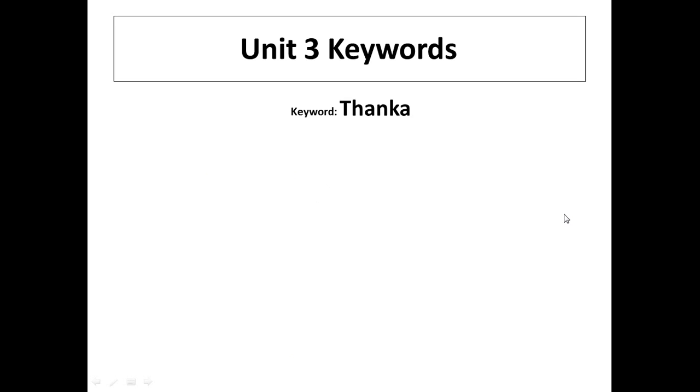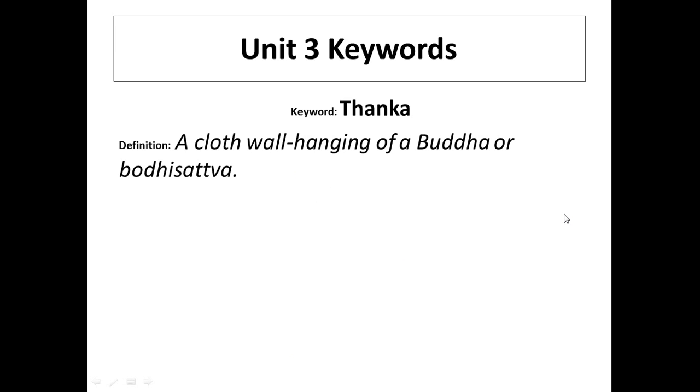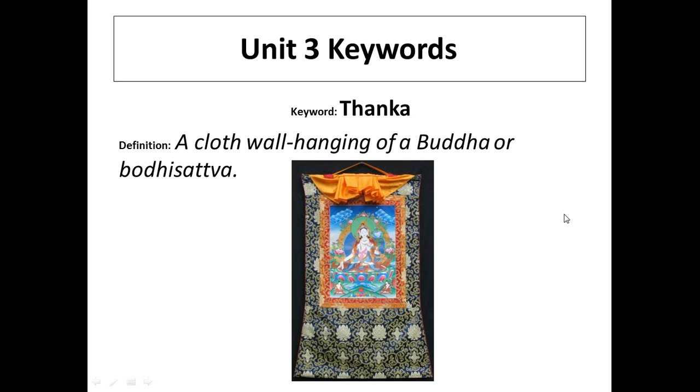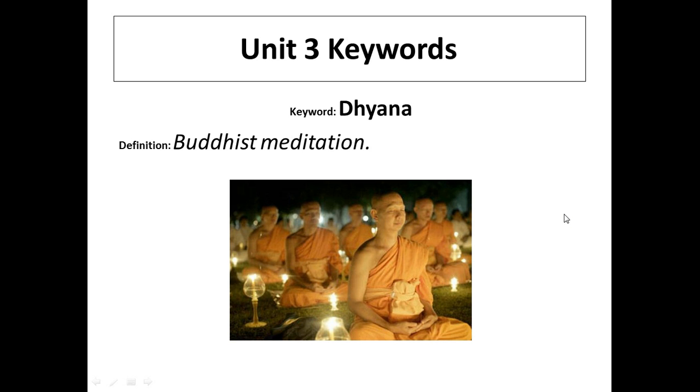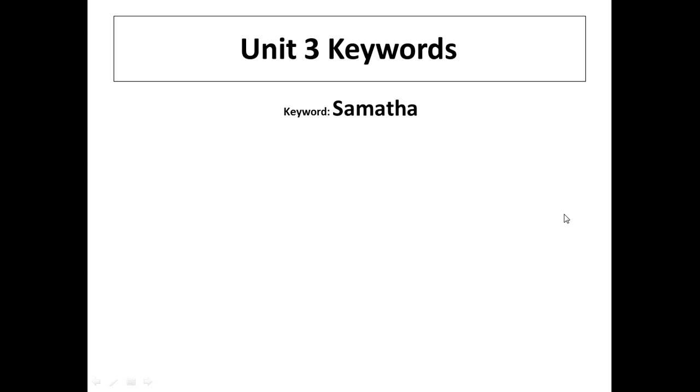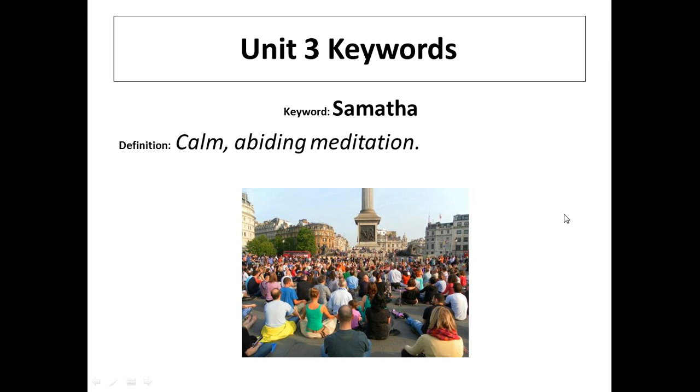Tanka. What is a tanka? A tanka is a cloth wall hanging of a Buddha or a Bodhisattva, and there we have an example of one. Okay, jhana. What is that? Buddhist meditation, and there are some monks meditating. Samatha. What is that? Calm abiding meditation. Here is an example of people engaging in calm abiding meditation.